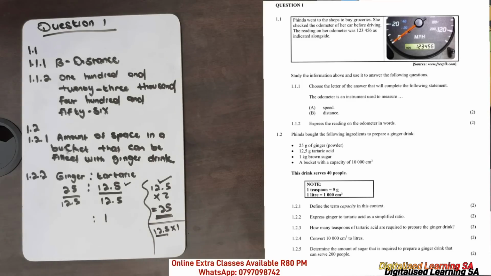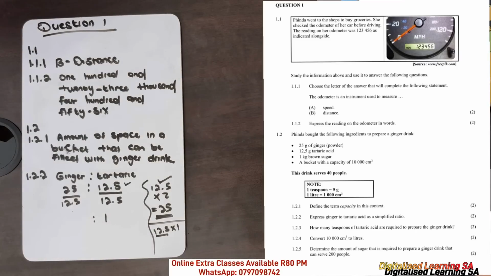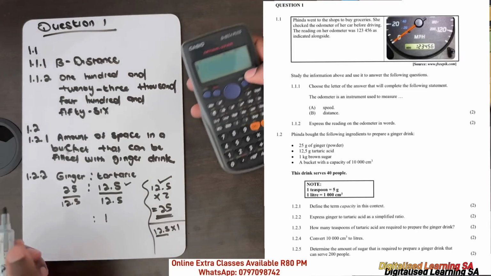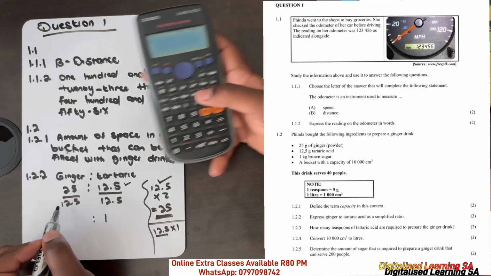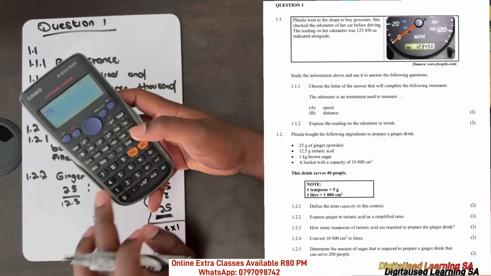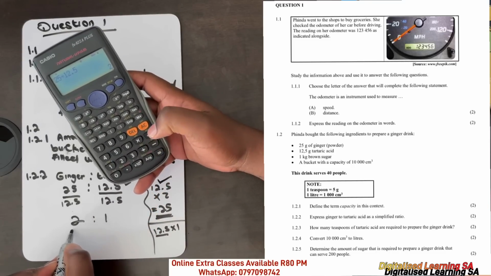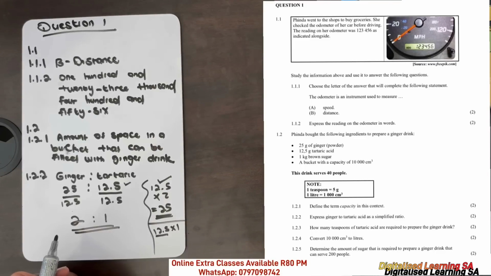Now 25 divided by 12.5 should be 2, but let's work it out. The answer is 2. So this is our ratio in a simplified form. Now let's move to the next question, which is question 1.2.3. But before doing that, we can just create a bit of space.